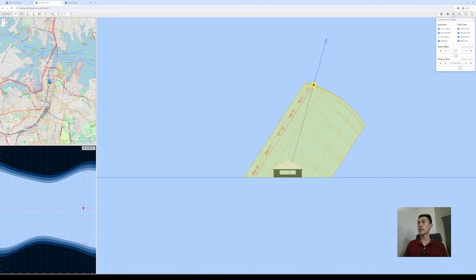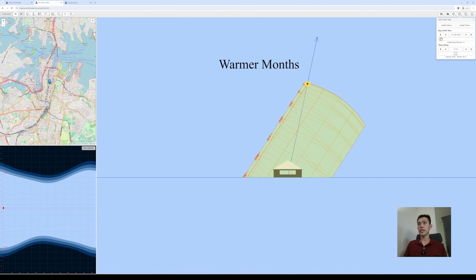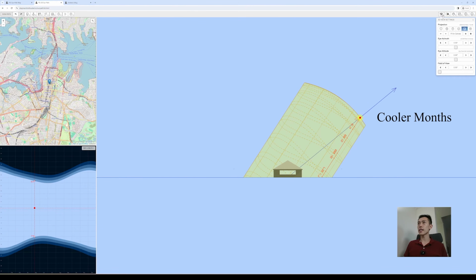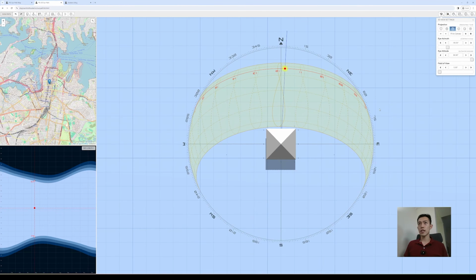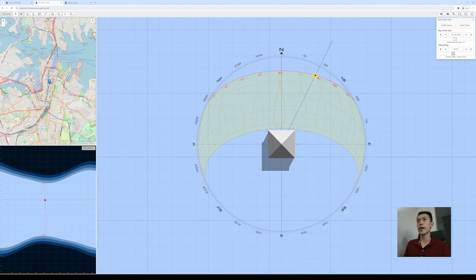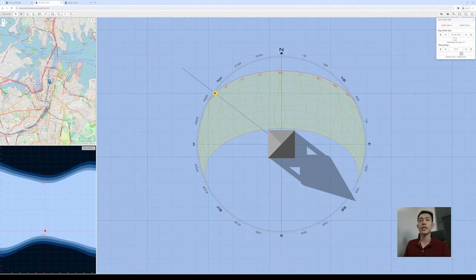So like I said, generally the warmer parts of the year, the sun lies around here. And during the cooler parts of the year, the sun rises around this end of the solar path. And let's have a look at that in plan view. In the winter, the sun rises around the northeast, and then it sets around the northwest. So that was the sun path for Sydney. Now let's go around the world and check out other countries.